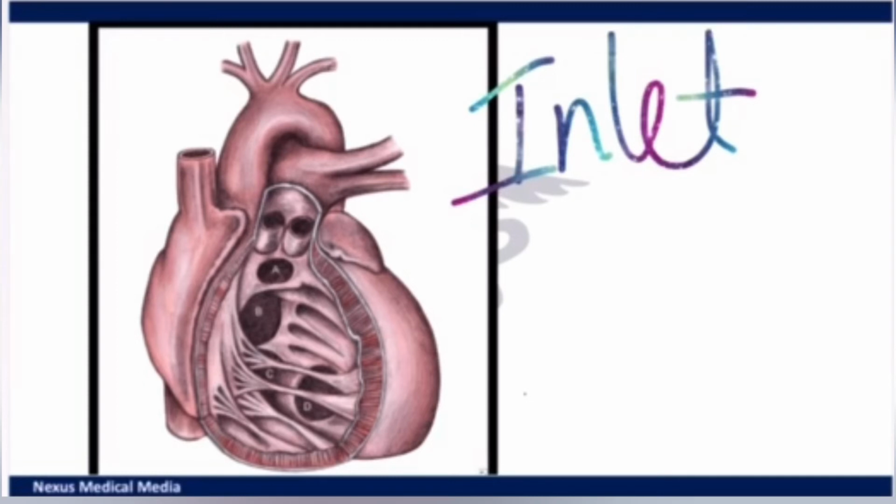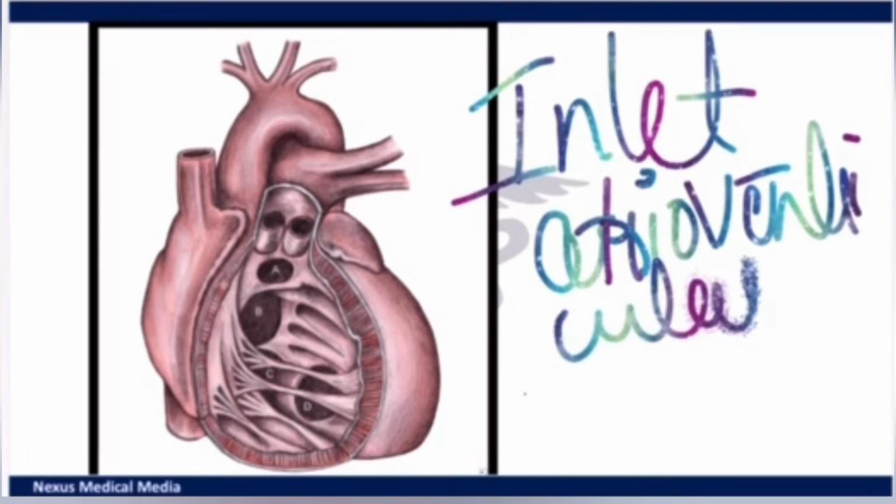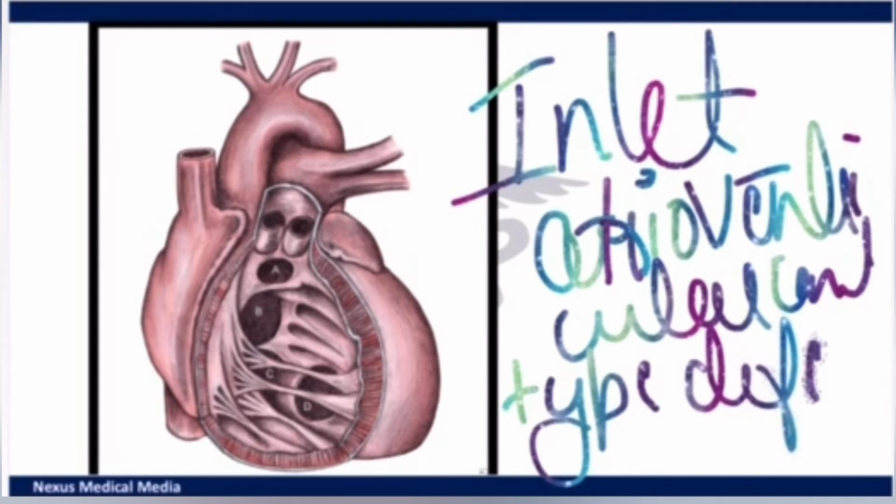What other name can I give it? I can say that this is your atrioventricular canal type defect. So this is your C, which is your inlet atrioventricular canal type defect. Now let's go to the last one, which is your D marking, and after that we will compare with both of the images and see if we have remembered something or not.